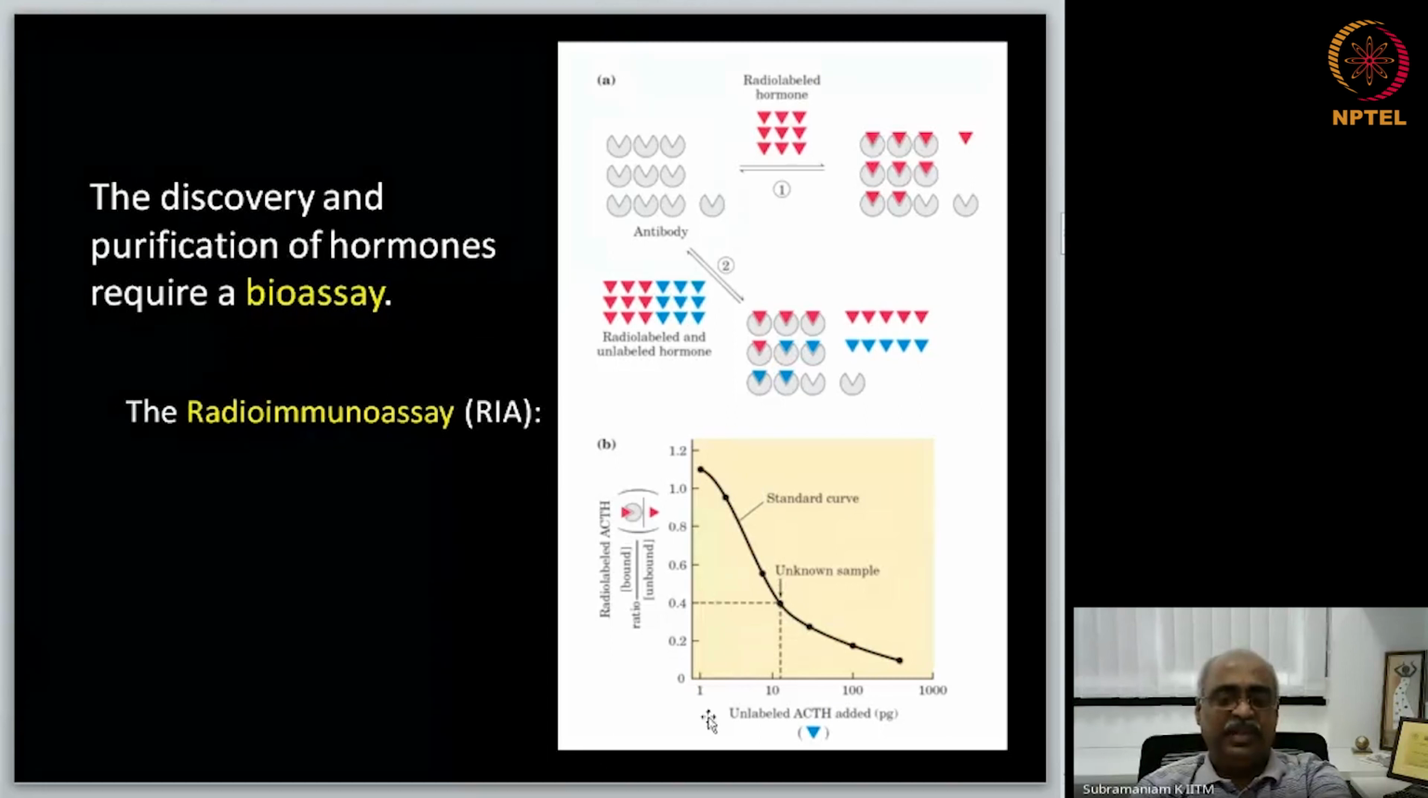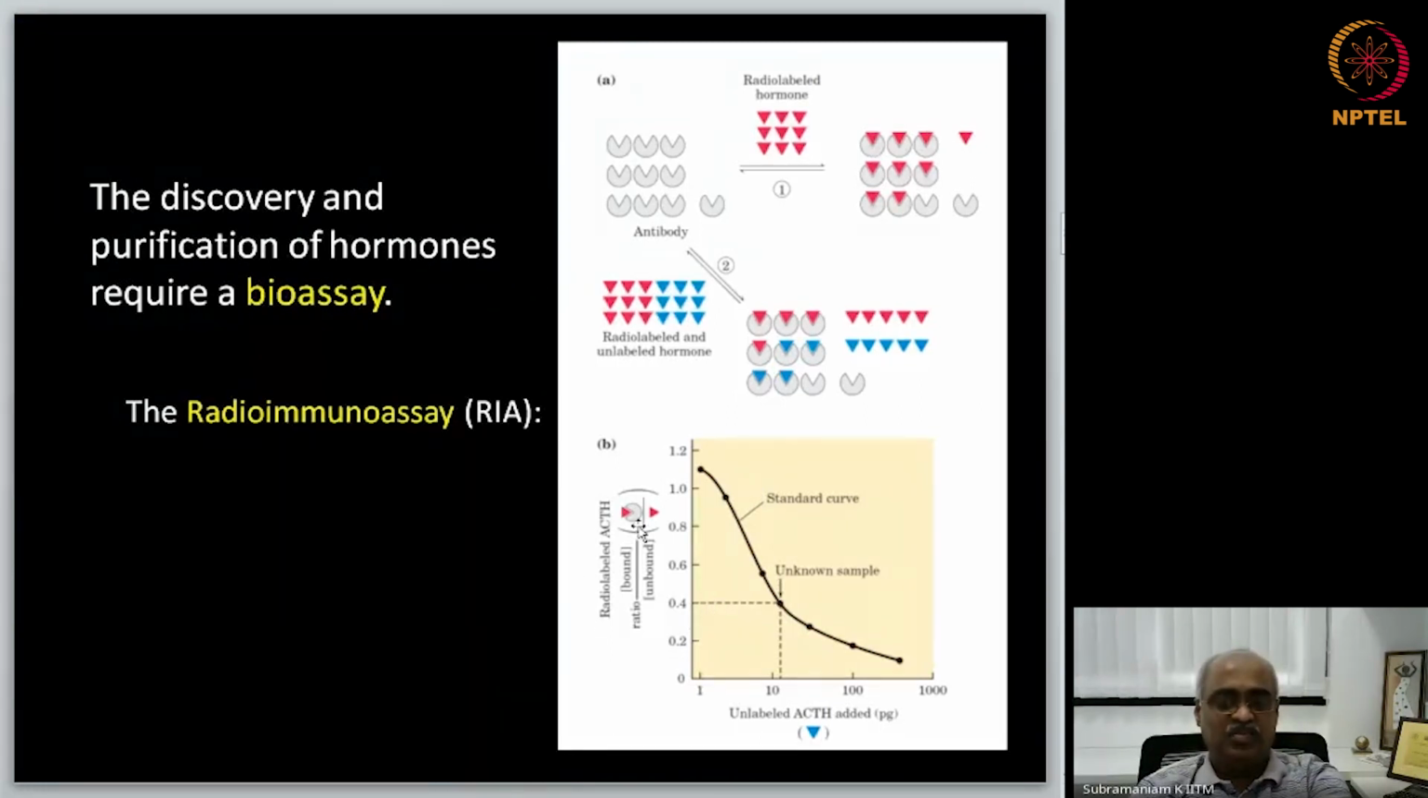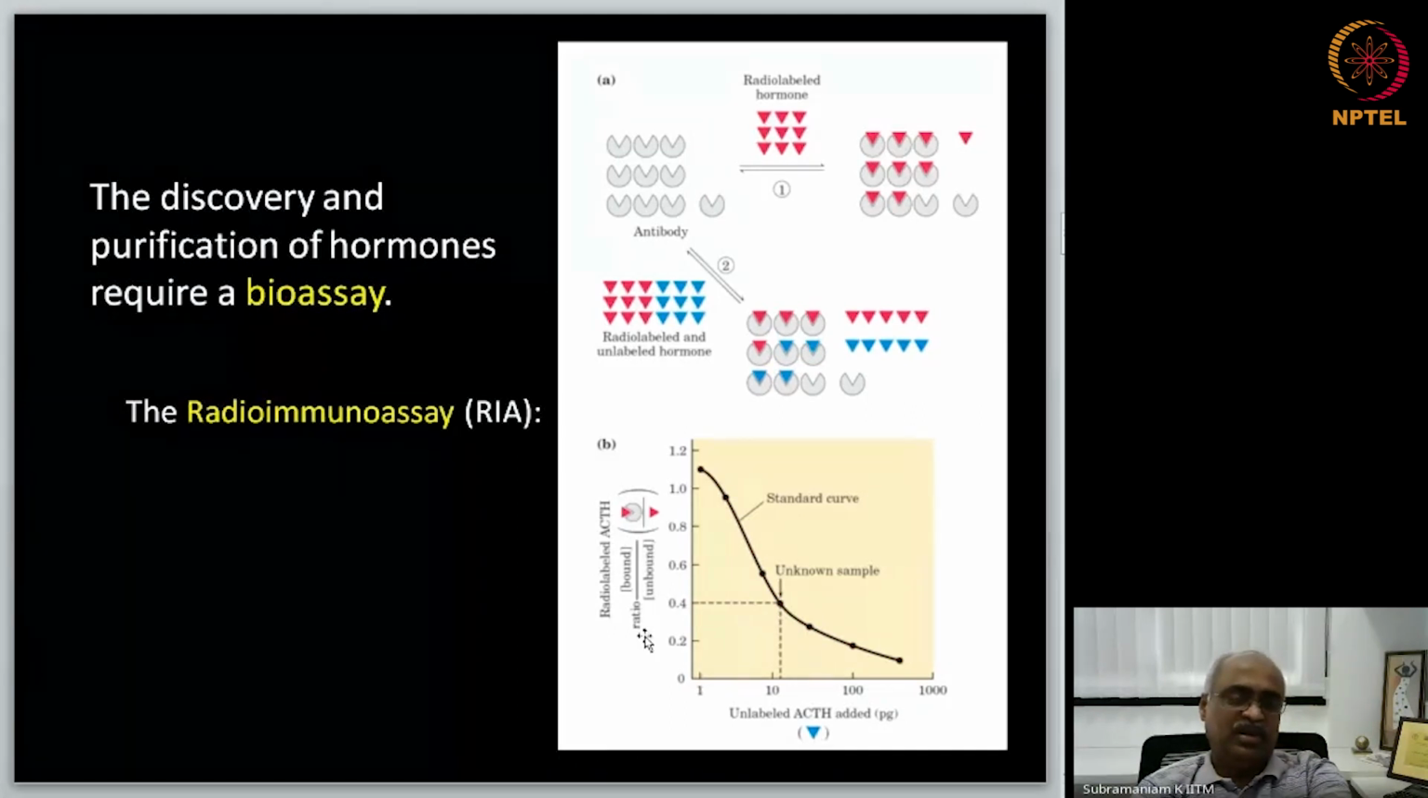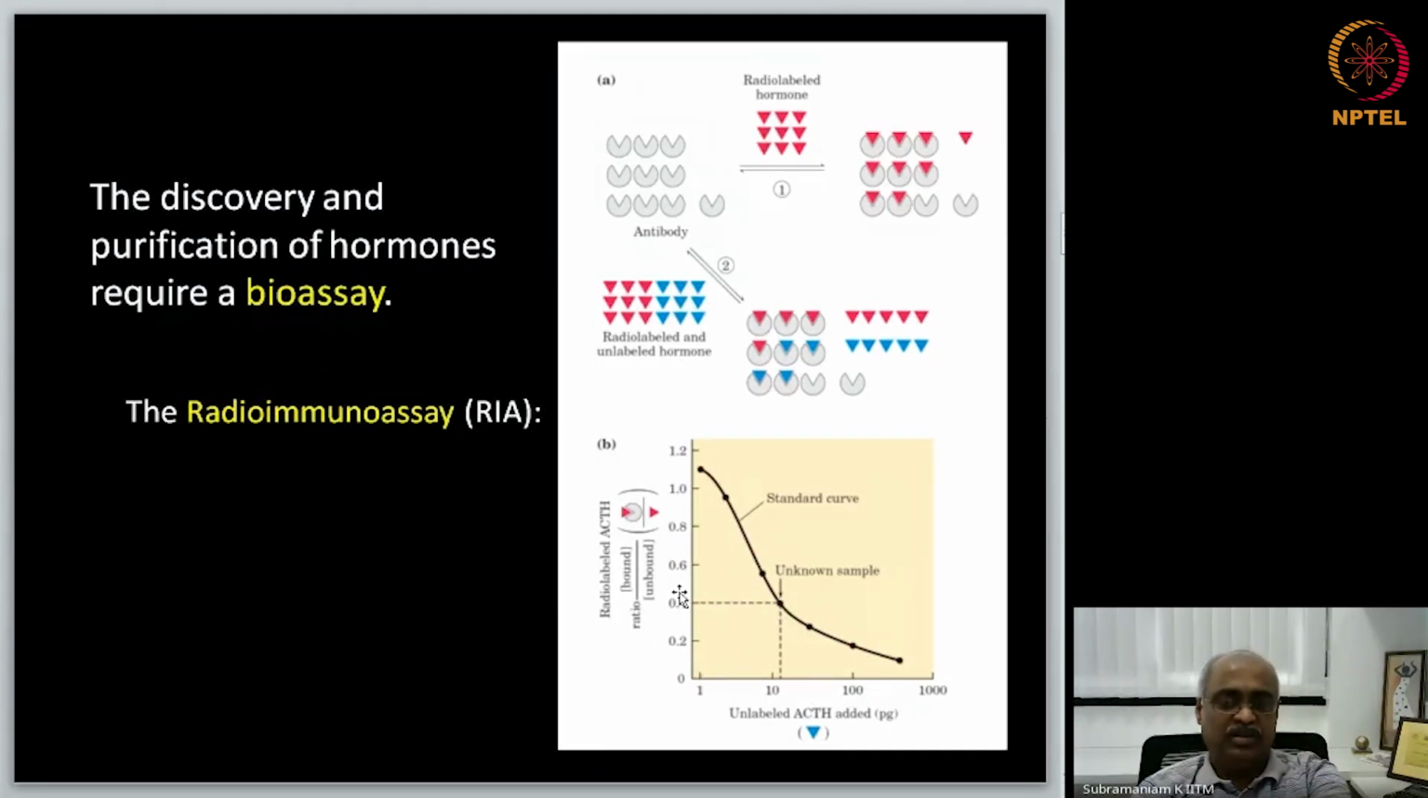Now, depending on how much is bound and unbound, for example, here on the y-axis you have a ratio of the bound to unbound. Then based on that value and based on this working standard graph, you will be able to know the unlabeled one has about this much. So this is a log scale, so roughly about 20 picogram is what is present. Okay, so this is the principle of radioimmunoassay.